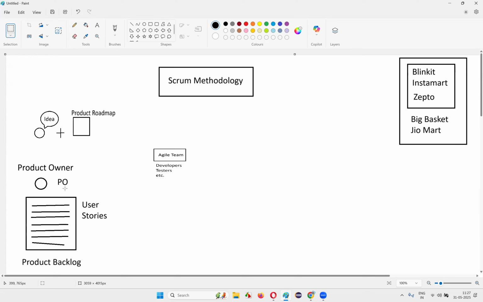Got it, guys? The team who is going to work on this project, that is developers, testers, etc., is generally called the Agile team. Some people will also call it the dev team, because in Agile we generally don't call testers and developers like that.